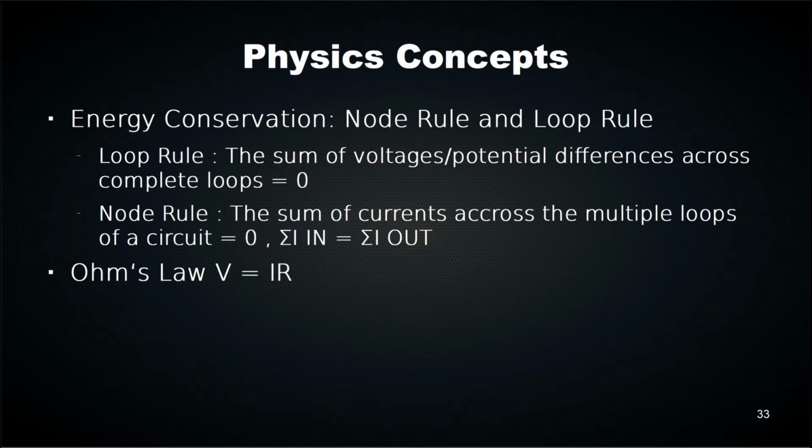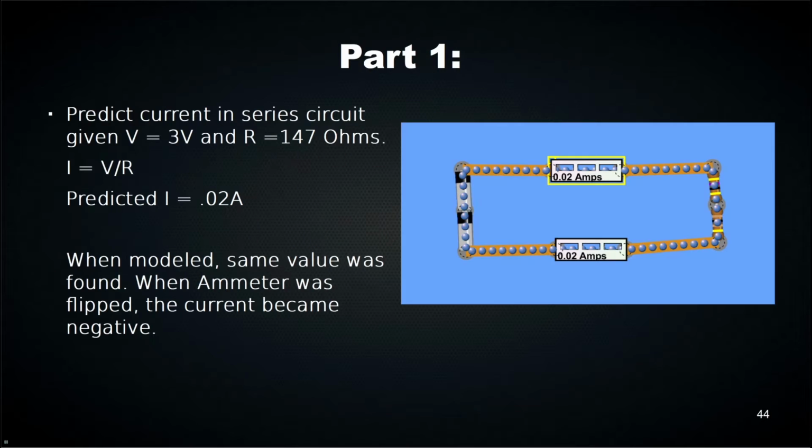Some physics concepts that we have to understand for this lab are the loop rule and the node rule. The loop rule states that the sum of voltages or potential differences across complete loops is equal to zero. And the node rule says that the sum of currents across multiple loops of a circuit is equal to zero. We also need to know Ohm's law: voltage equals current times resistance.